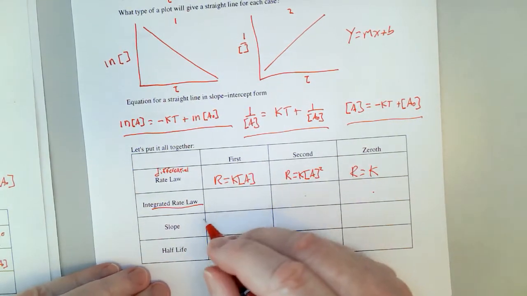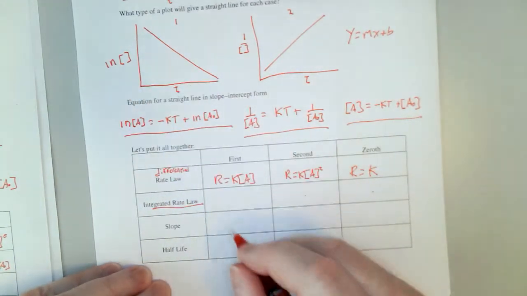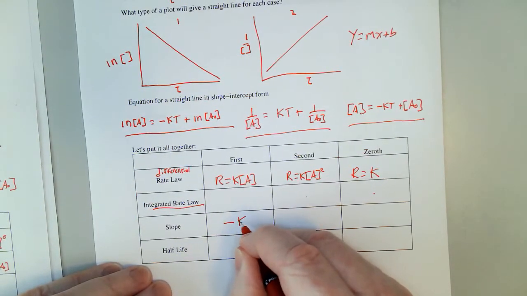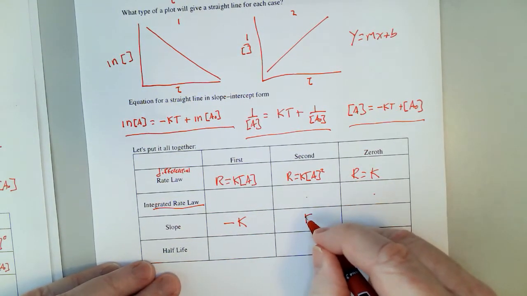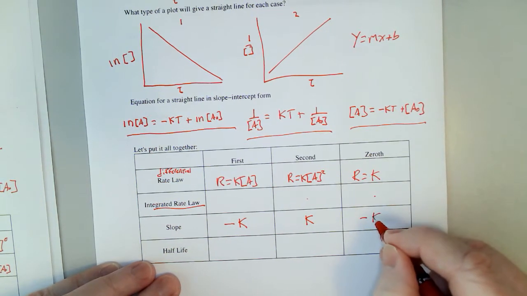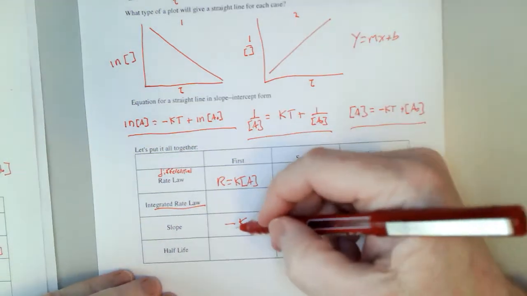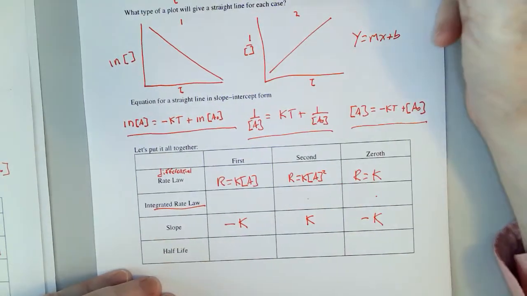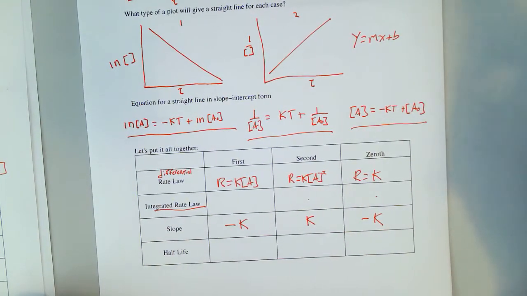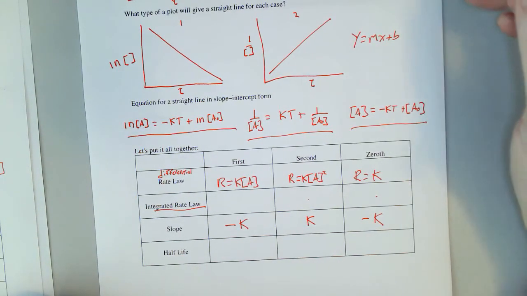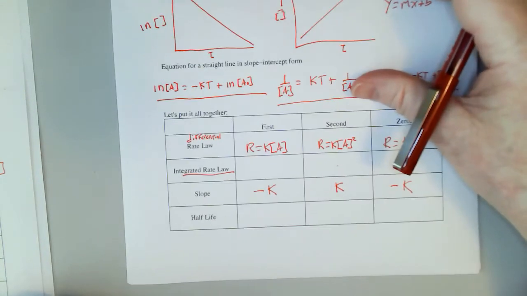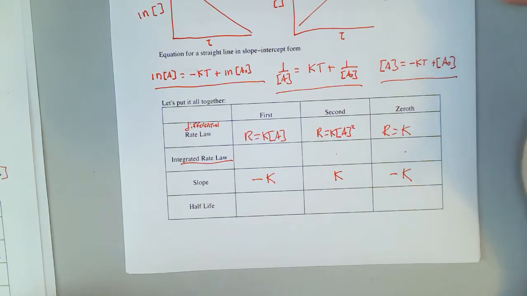In this case, the slope of this graph is equal to the negative rate constant. For a second order, it is the rate constant, and there that's the negative rate constant. And we put the negative signs because the plots are going down, but rate constants need to be positive numbers. So if they're not positive numbers, they're not of much use to us.